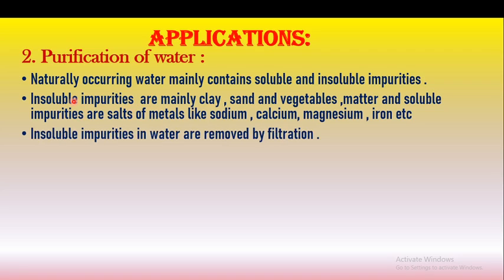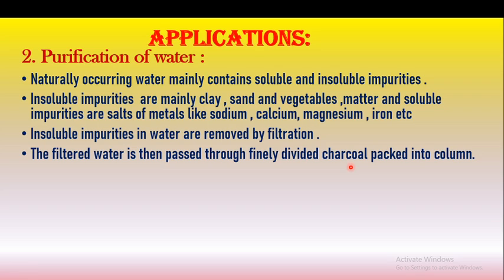The insoluble impurities in water are removed by filtration. By a simple filtration process, the insoluble impurities remain on the filter paper or whatever filter we are using. So insoluble impurities like clay, sand, vegetables can be easily removed from the water by the filtration technique. The filtered water is then passed through finely divided charcoal packed into a column.